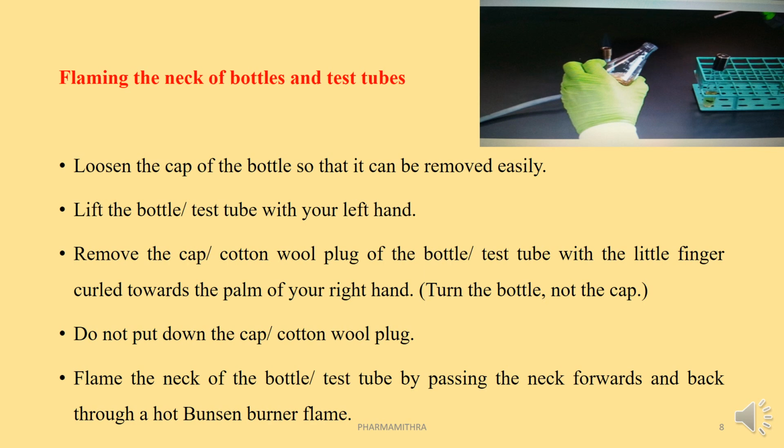Unplug and curl it towards the palm of your right hand, and do not put down the cap or cotton wool plug because this is sterile. So we keep it in our finger, and after transferring the culture, flame the neck of the bottle or the test tube by passing the neck forward and back through the hot Bunsen burner flame. By this technique, we can aseptically transfer the culture from conical flasks, bottles, and test tubes.